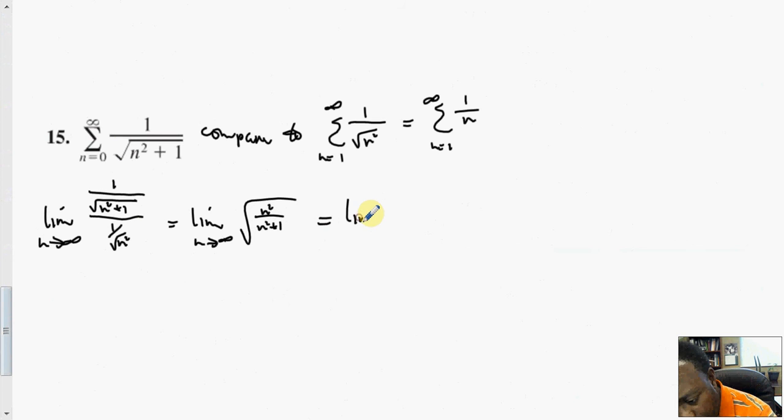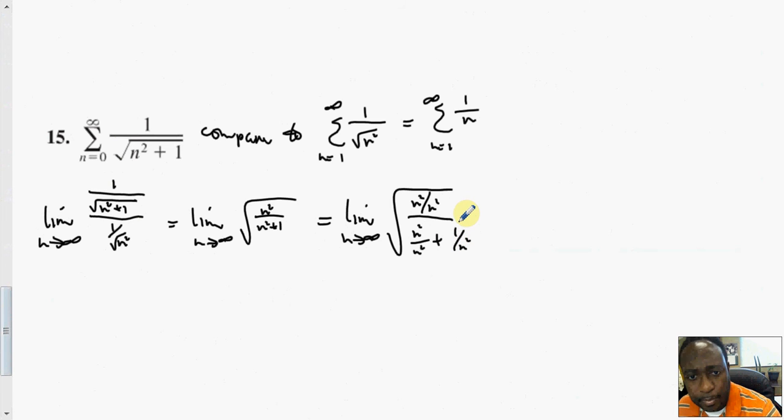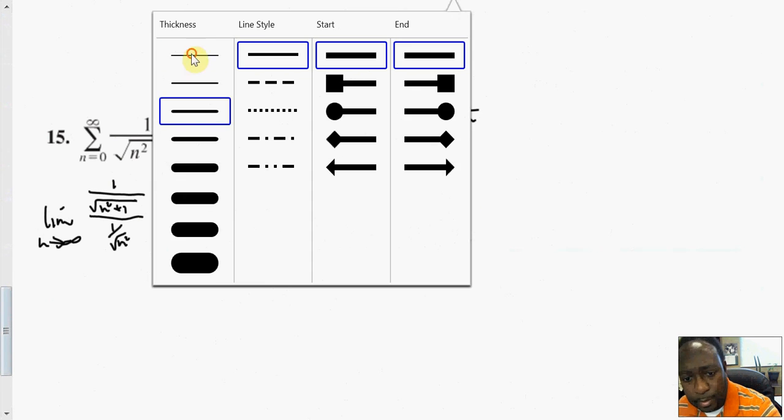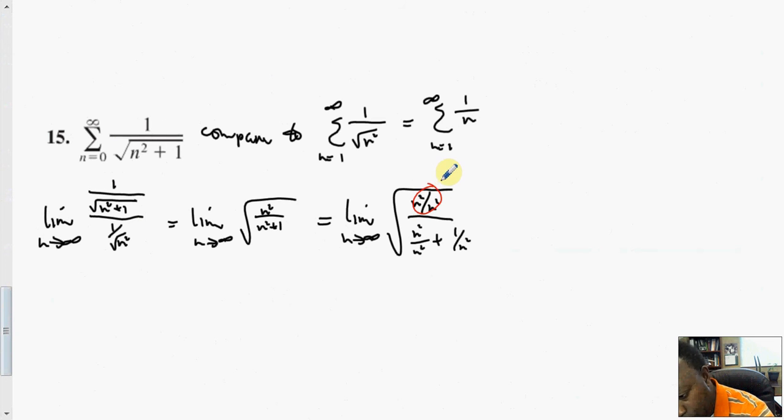So this is the limit as n goes to infinity of the square root of, we take the biggest term and divide it through, n squared divided by n squared all over n squared over n squared plus 1 over n squared. This term here is 1. This is 1. And this goes to 0. So we have the limit of 1 divided by 1.